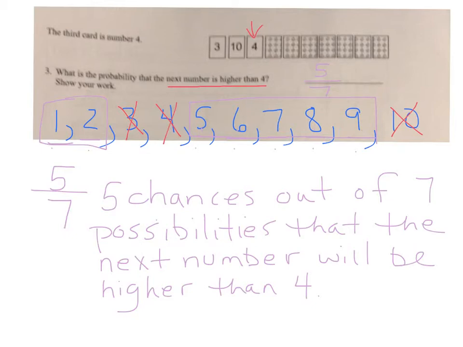And if you wanted to do that in percentage, there's 7 possibilities and 5 chances that it's going to be higher. And then you would just do the math that way and go ahead and say that would be 5 over 7. You could put another 0 there, and 7 goes into 10 once, so that would be 71% chance if you wanted to do it that way. Okay, all right, let's move on.